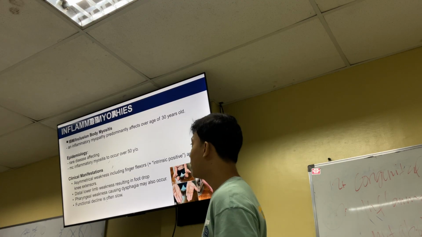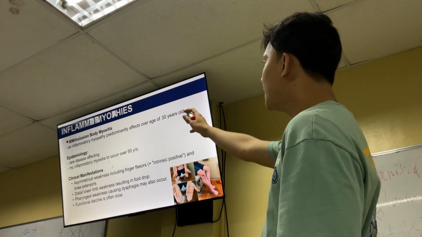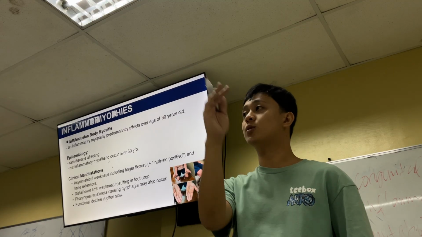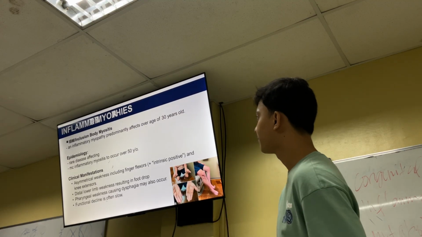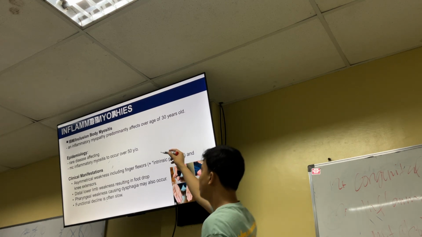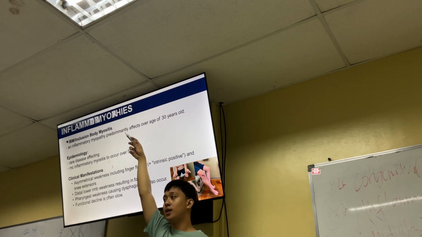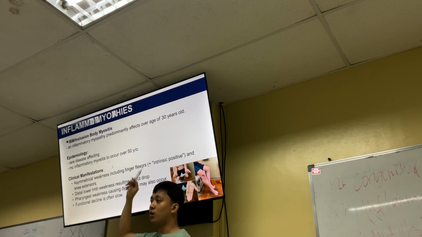Inclusion body myositis predominantly affects those over the age of 30. From childhood to adolescence to 20 to 30. Okay? Most commonly it occurs at the age of 50. The age of onset is 30, but most common at the age of 50.